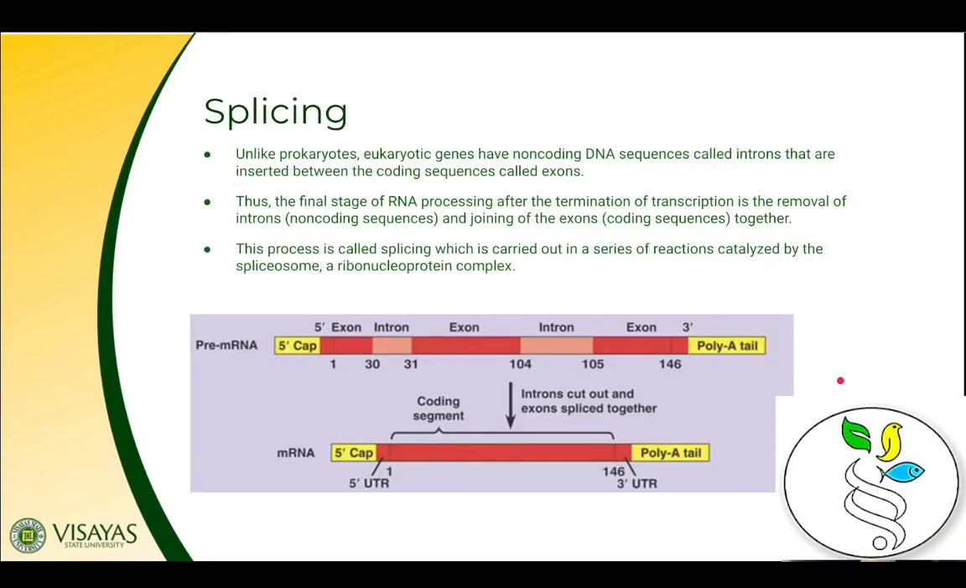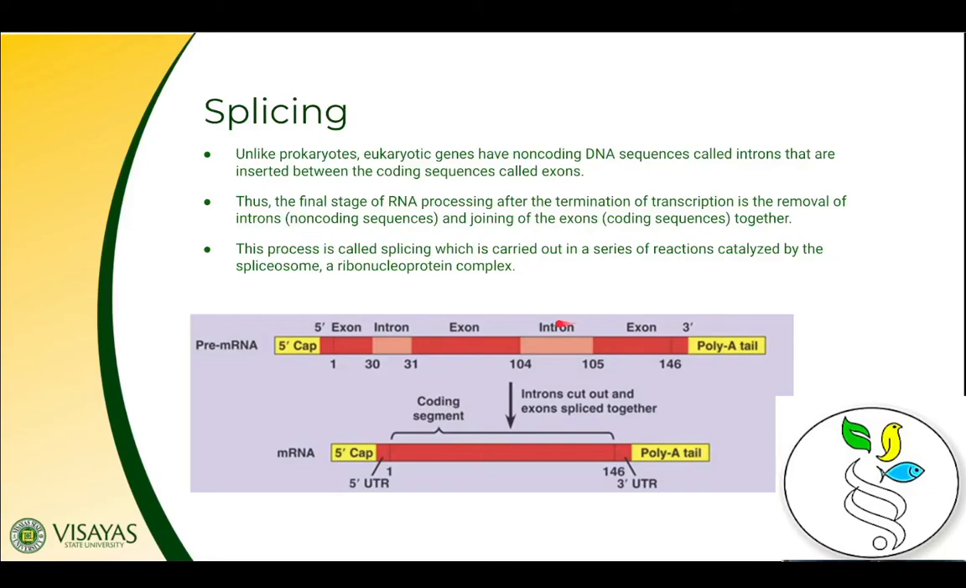Okay? So unlike prokaryotes, eukaryotic genes have non-coding sequences. In prokaryotes, if they have any, it could be very little, so they don't have non-coding regions. All of the regions in a prokaryotic genome are gene coding. In eukaryotes, it's not, because there are non-coding sequences inserted in between the coding regions of the genes. These non-coding DNA sequences are called the introns. They are inserted in between the coding regions, which are called the exons. That's why the final stage of RNA processing after the termination of transcription is the removal of the introns.